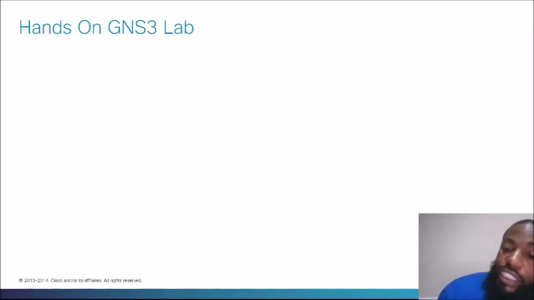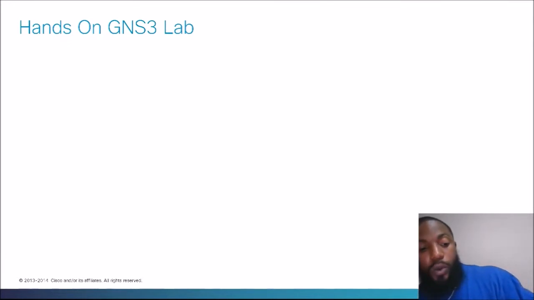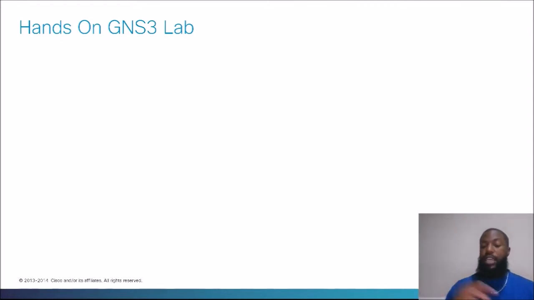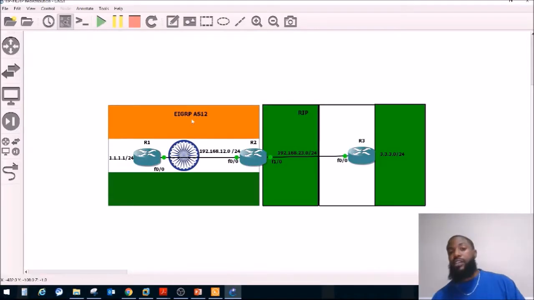So let's go ahead and spin up GNS3 and do an example of redistribution. We're going to try to do it both ways. I think we're going to have to split this up into a two-part series, maybe three parts, but I'm going to try to keep it to two parts. Let's move. So this is our topology right here.